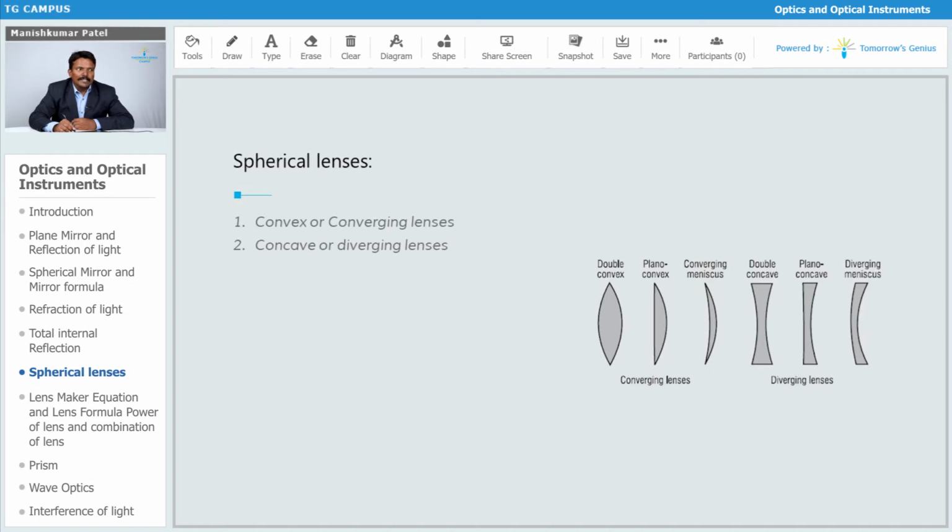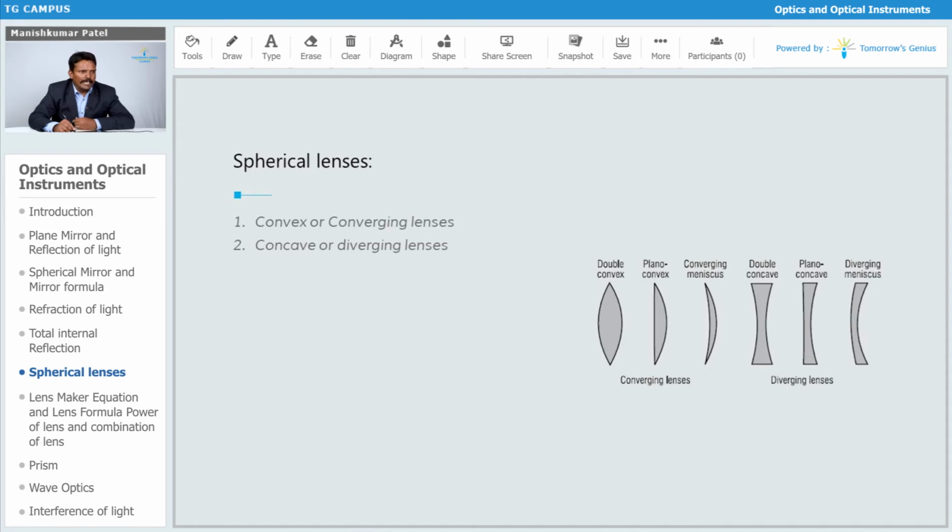So mostly there are two kinds of lenses. If you classify broadly, one is the convex, which is a kind of converging lens, and at the same time there is the concave. So concave is called a diverging lens. There are different types of lenses which we have shown over here, which are made from material, most of the time glass.